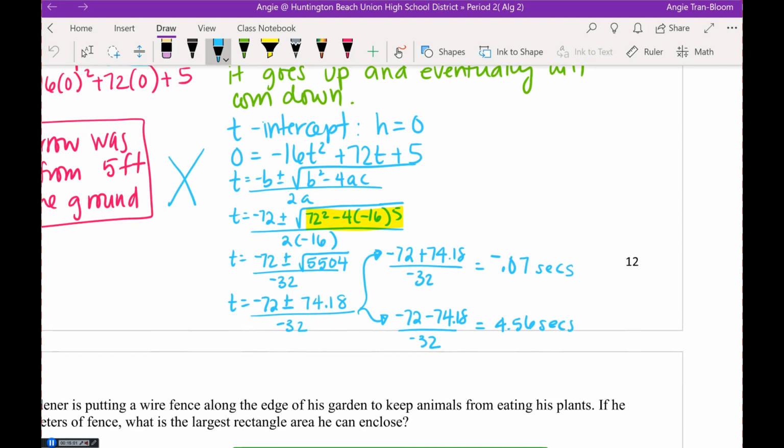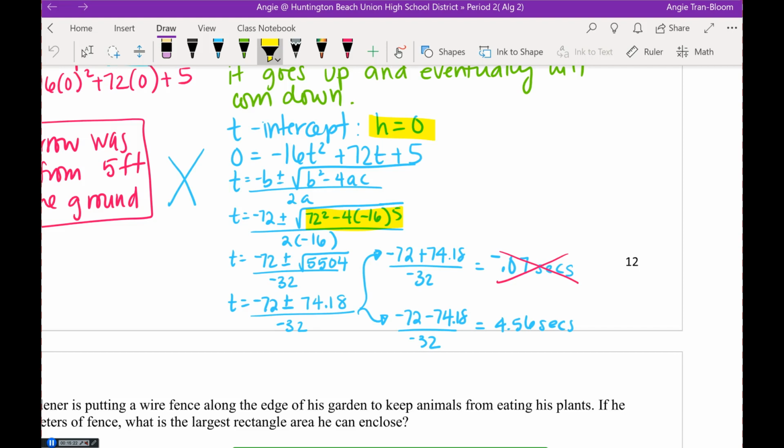Remember, you're looking for the t-intercept. That means t is time. Can I keep both? No, not at all. I cannot keep the negative. I have to keep the positive one. Remember, we're looking for the time when h is 0. So in a complete sentence, what does this even mean?